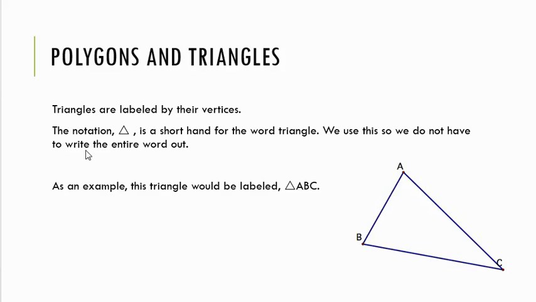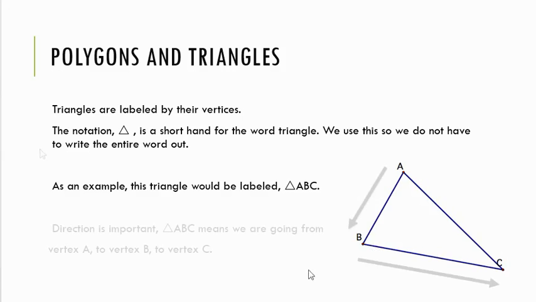Triangles are labeled by their vertices. The notation, this right here, a little triangle, is a shorthand for the word triangle. We use this so we do not have to write the entire word out. So you see that in the example right down here. This would be triangle ABC.